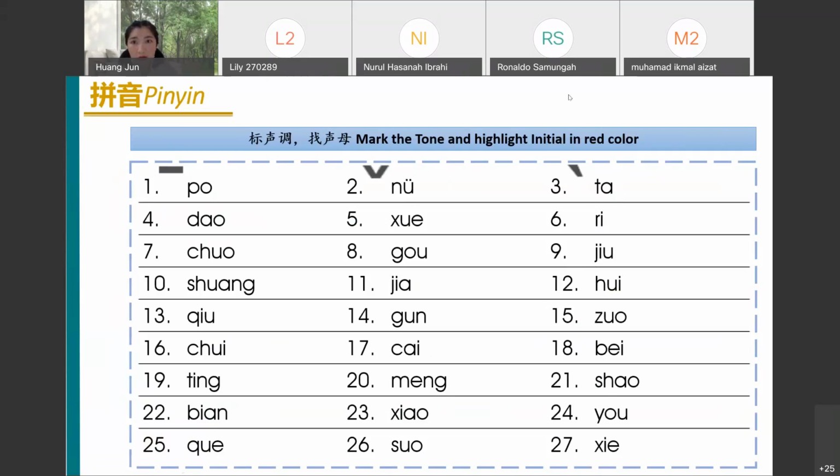You use your paper to finish writing all the 27 letters. After you finish writing, take a photo and post it in our WhatsApp group. I will give you 5 minutes for this exercise. So you have to put the tone mark on the letter, then highlight the initial in red color. After that, take a photo and post it in the WhatsApp group. Starting from now, okay?